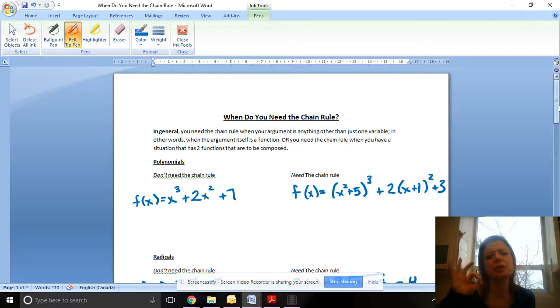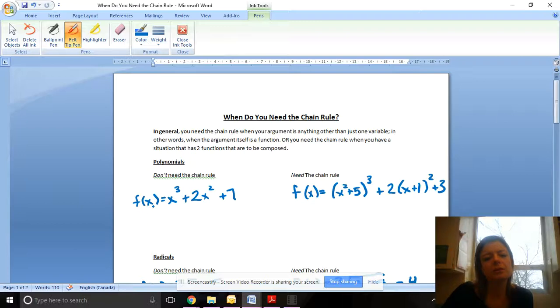So in general, you need the chain rule when your argument is anything other than just one variable. So when you have a long thing being raised to a power or the square root of something other than just x, for example, is a good rule of thumb. Or when you have a situation where you have two functions and you need to compose one into the other.